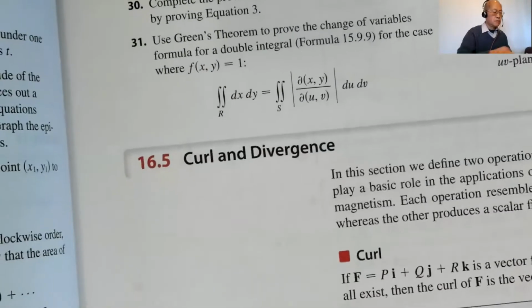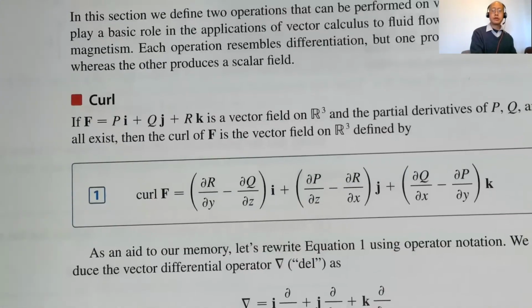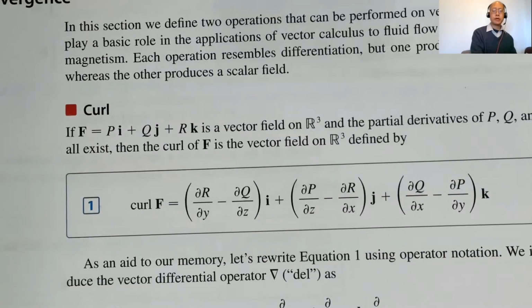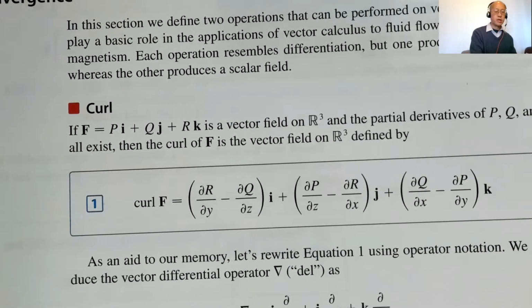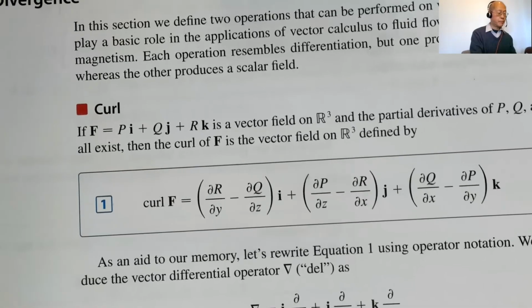This is section 16.5 on curl and divergence. On page 1103, here's a formal definition of curl, but this is not the version that I want you to use. So do not put this on your cheat sheet. I mean, it's true, there's nothing wrong with it. It's a lot more compact if you put it in this fashion, and this is how I want you to work it out as a determinant.